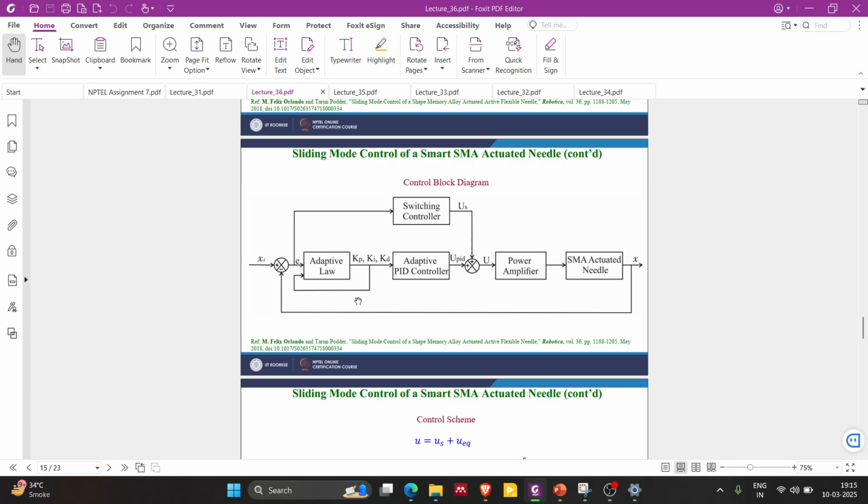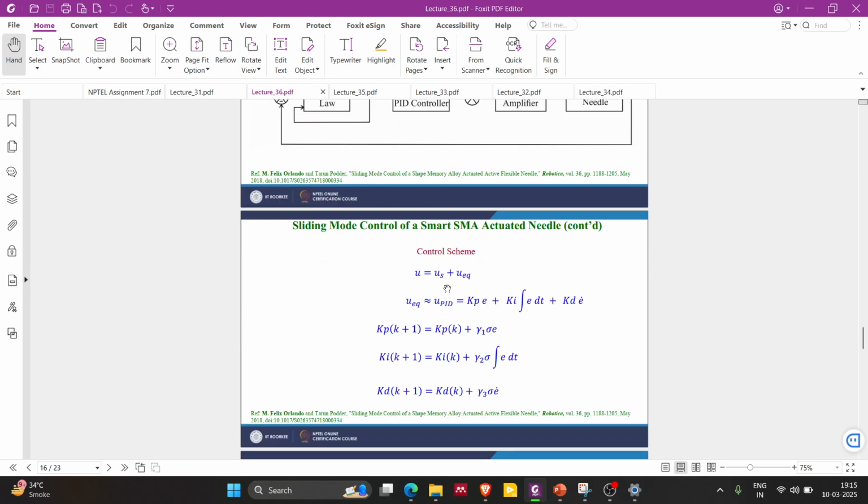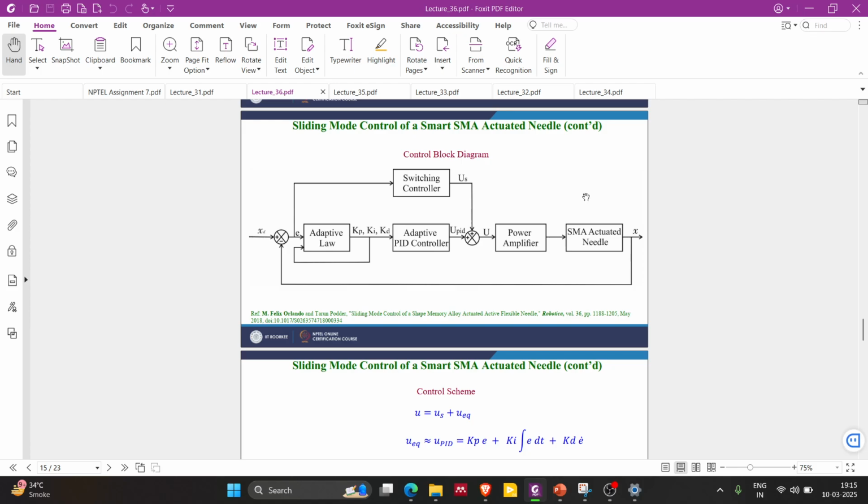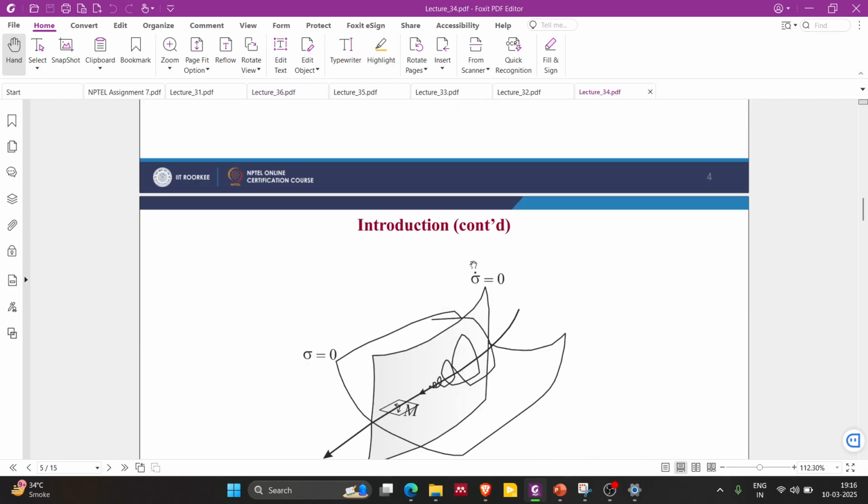You just need to know what kind of strategy they have used. Here they have used an adaptive PID controller. So how have they used this adaptive PID? They have used this control scheme, which consists of two parts: this equation, which is simply a PID controller, whereas US is something related to sliding mode control. You need to know the concept-wise. The concept should be clear.